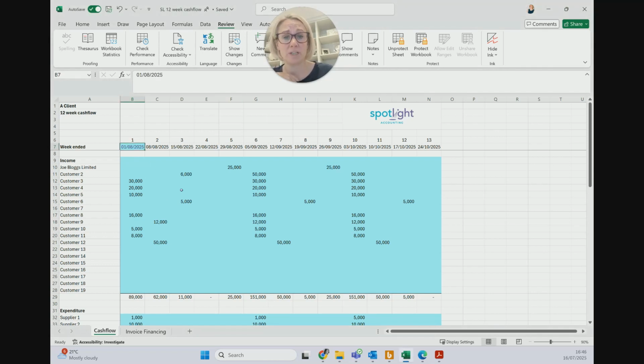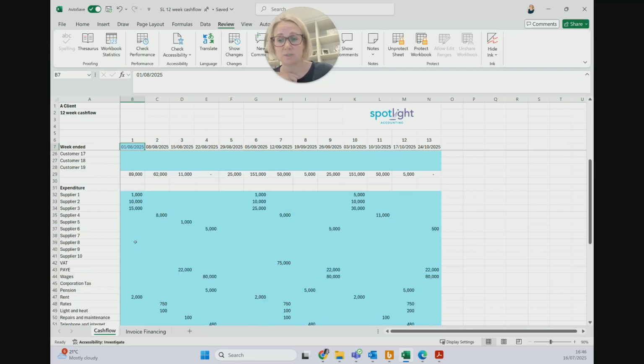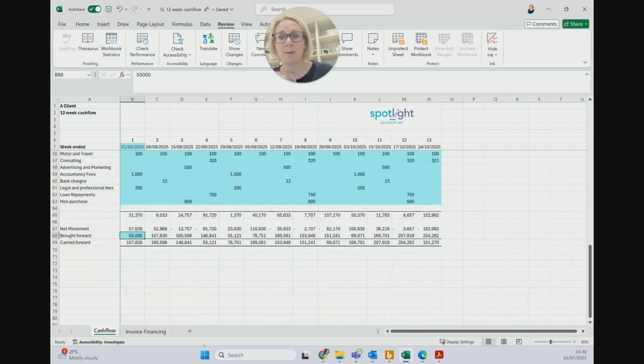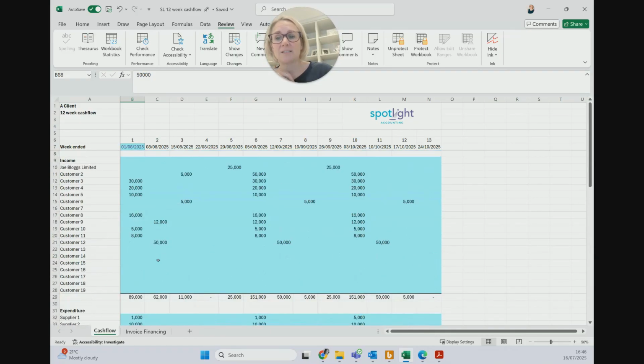So you start off by putting the date of the weekend that you're starting your forecast. So we're doing ours from the week ended 1st of August 2025, and then pop in the balance in your bank account at the start of that week. So again, the ideal time to do this is on a Friday for the following week. So drop in your opening bank balance, and then it's quite simple.